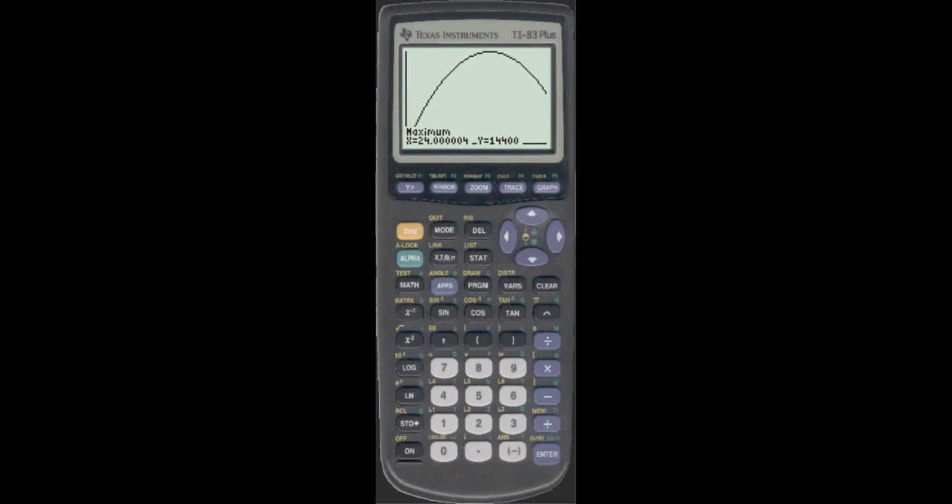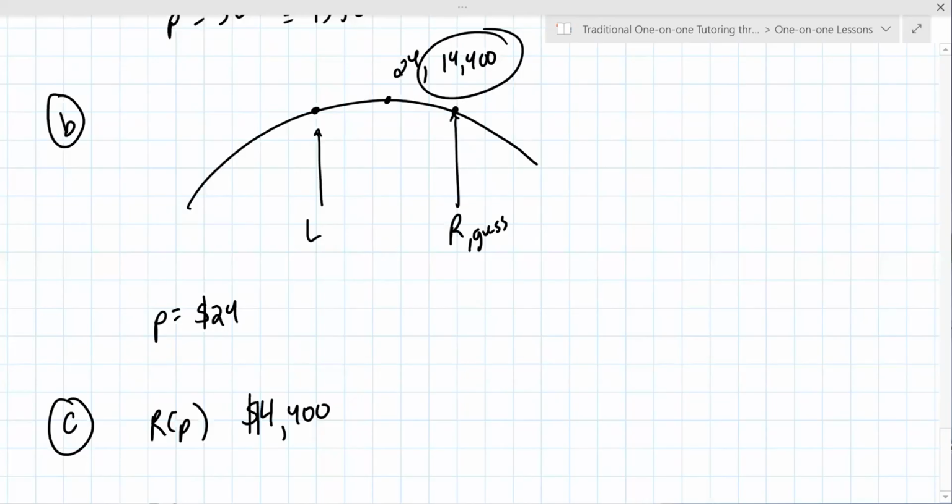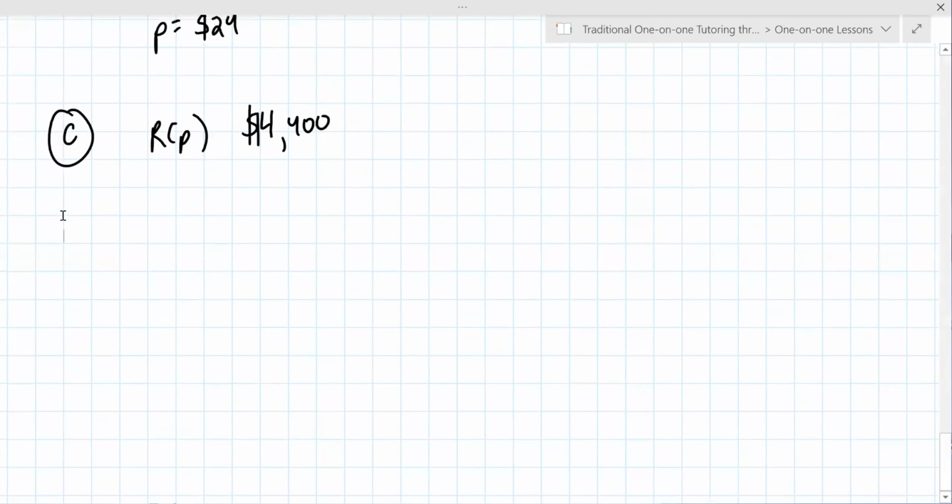Part D says to explain the results. So let me go back to sharing that other window. They're looking for a sentence. They're saying interpret. You've probably heard that word before. And the interpretation there is: at a price of $24, the revenue is maximized at 14,400.